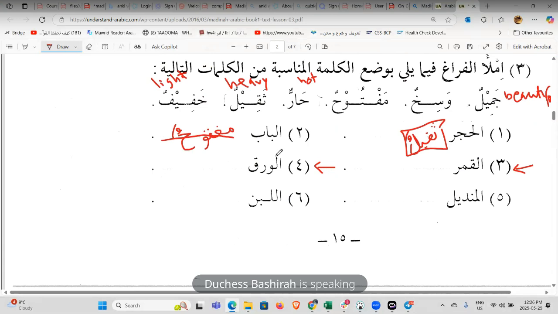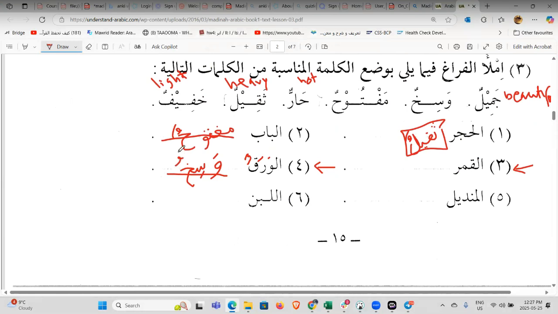Al-waraq. Al-waraqu. It means paper. So the paper is wasikhun. Yeah, that would work. But you can also use this one, khafifun, which is light. So wasikhun works too. So the paper is dirty.